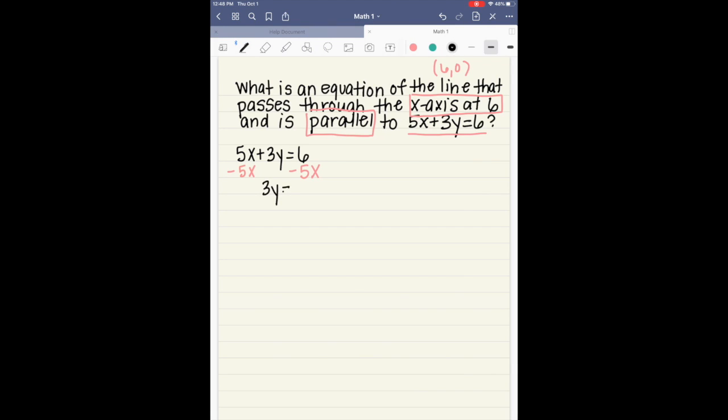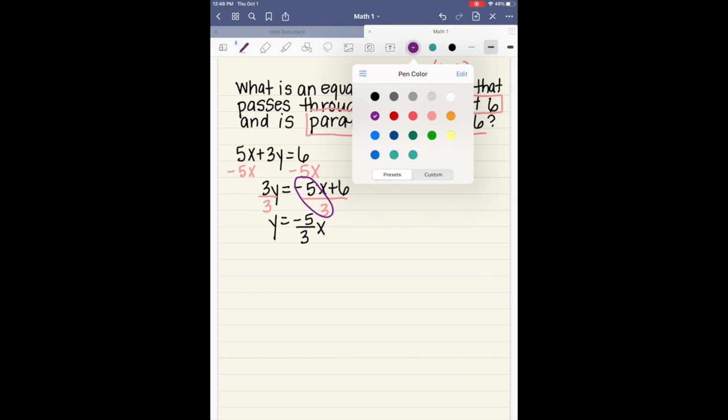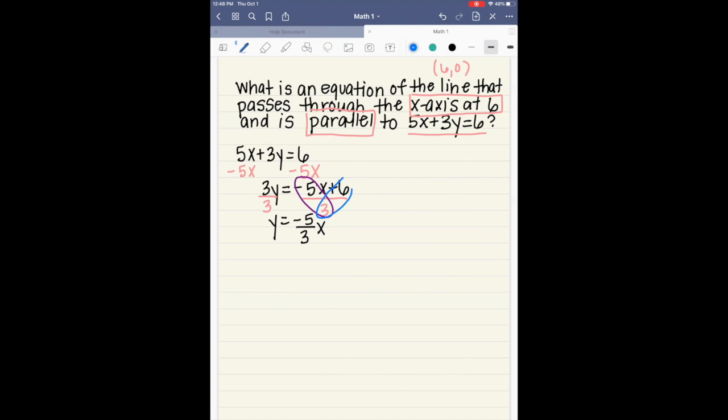So that's going to give me 3y equals negative 5x plus 6. And then we're going to divide by 3 and simplify. All right, so make sure we're simplifying correctly. So we're going to do negative 5 divided by 3, so that's going to be negative 5 over 3x. And then we're going to do 6 divided by 3, which is going to be plus 2.